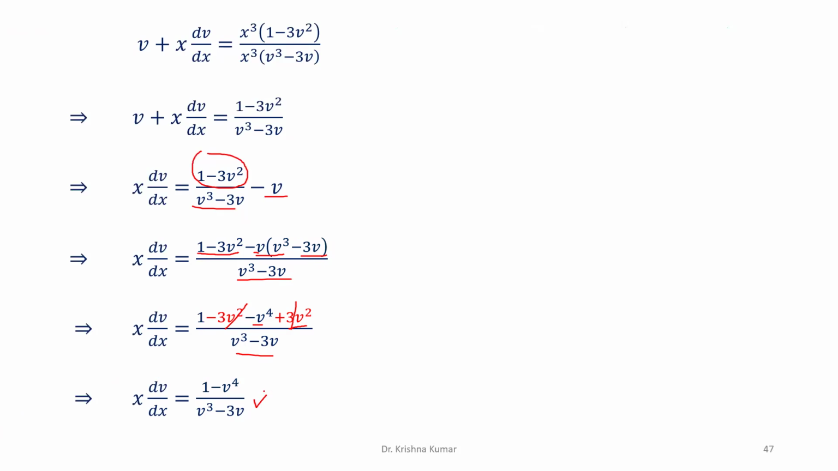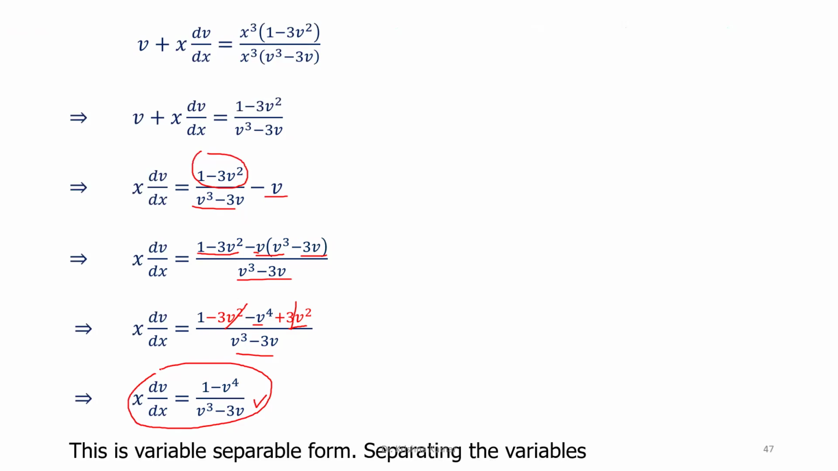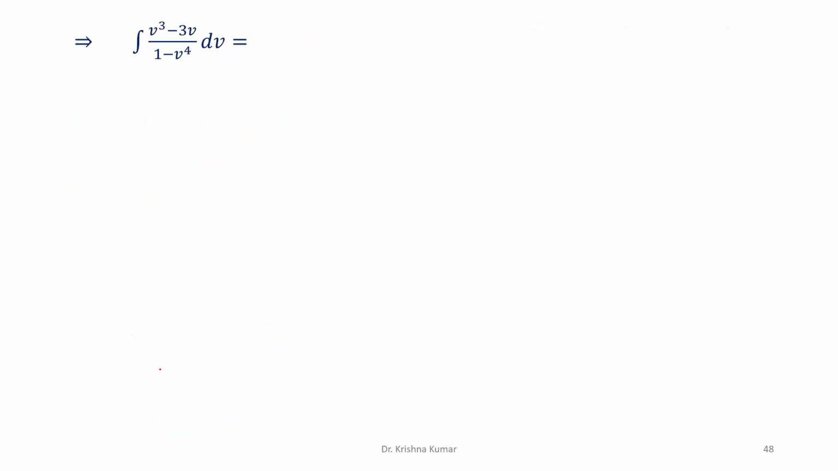Now, we see that this is nothing but the variable separable form of the differential equation in the variables x and v. This is variable separable form. So separating the variables and integrating, we have (v cube minus 3v) upon (1 minus v to the power 4) dv, which is equal to c plus the integration of dx upon x. Now, let us break these two terms.